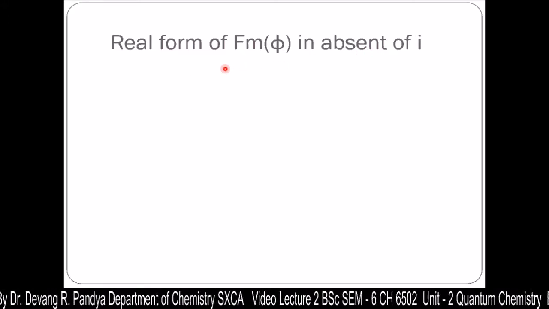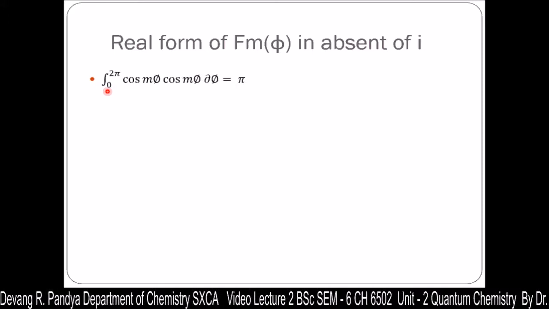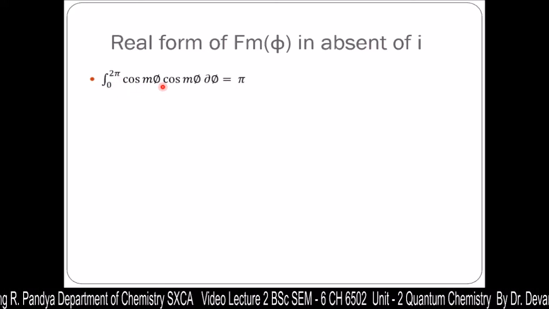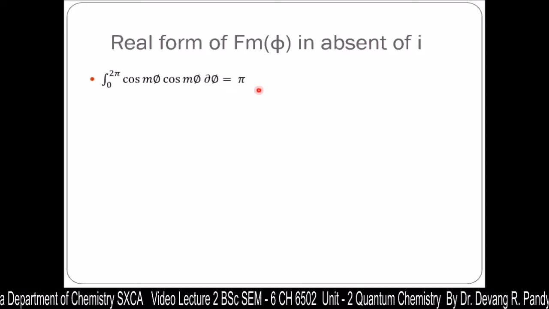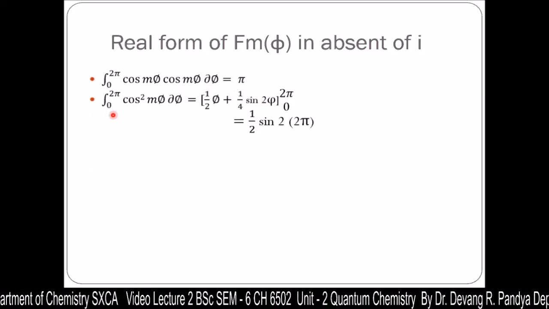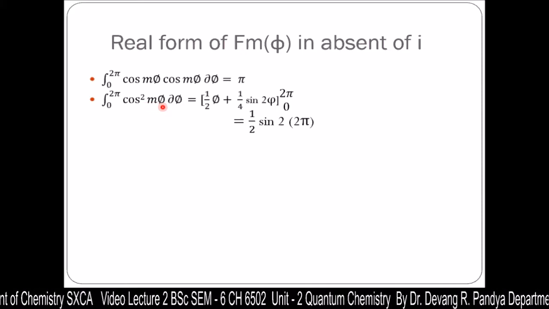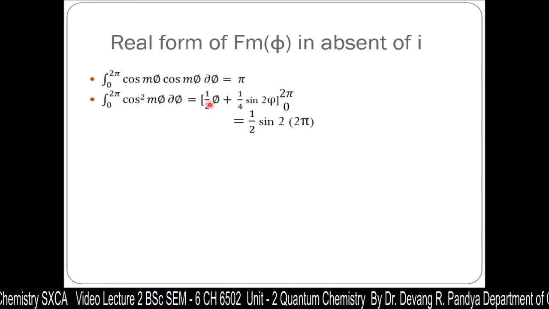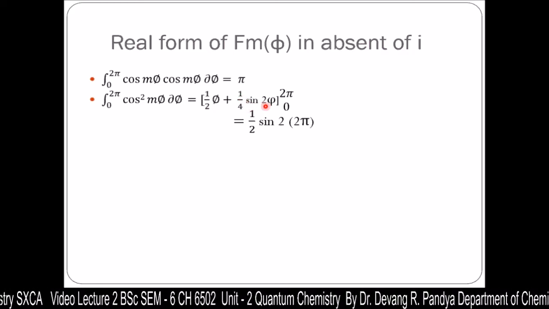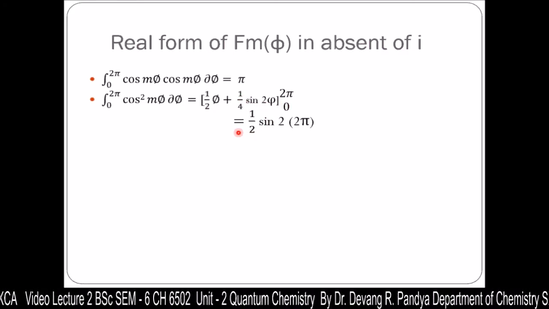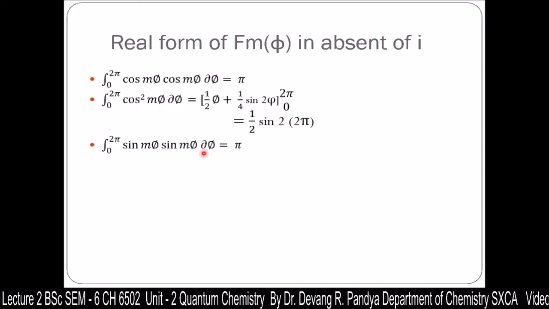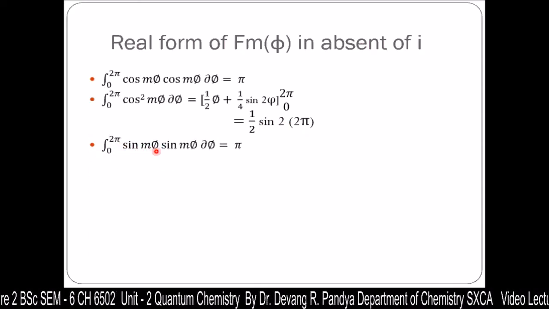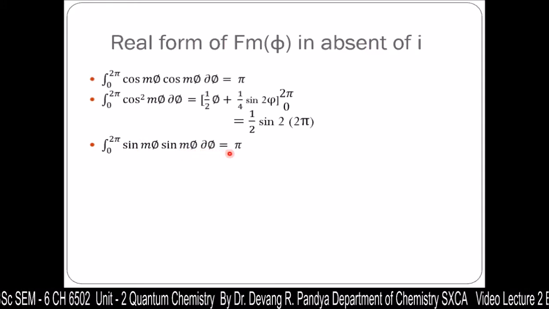Now the real form of f_m(phi) in the absence of the imaginary value i can be represented as the integral 0 to 2 pi of cos m phi cos m phi d phi equal to pi. Therefore the integral 0 to 2 pi cos square m phi d phi is equal to 1 by 2 phi plus 1 by 4 sin 2 phi from 0 to 2 pi, which is equal to 1 by 2 sin 2 into bracket 2 pi. So the integral 0 to 2 pi is equal to pi.